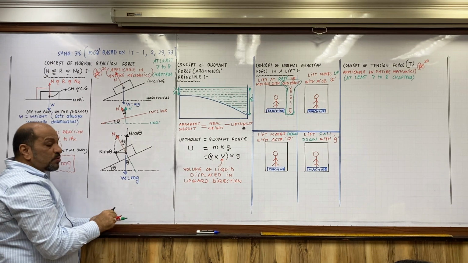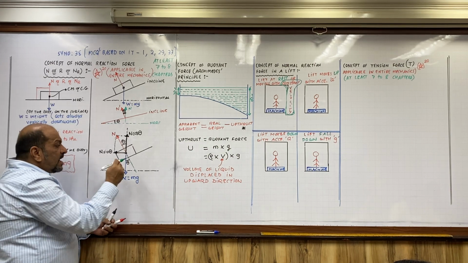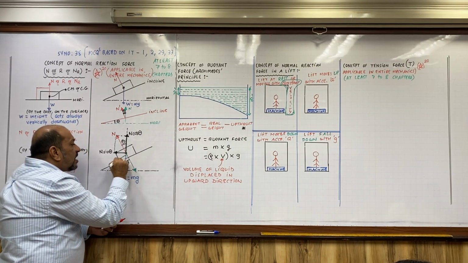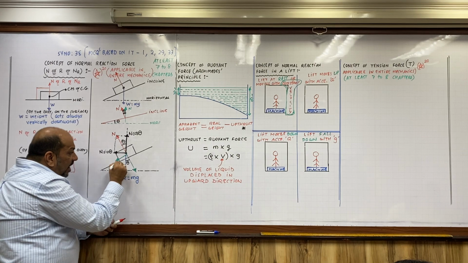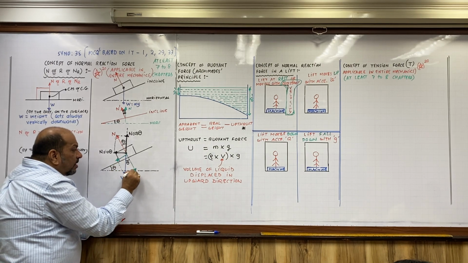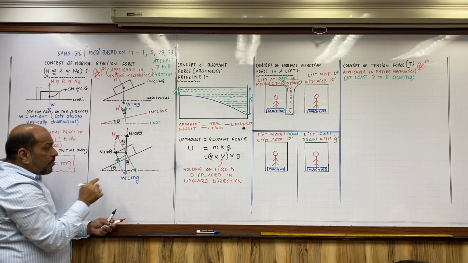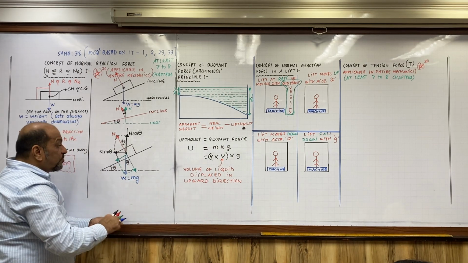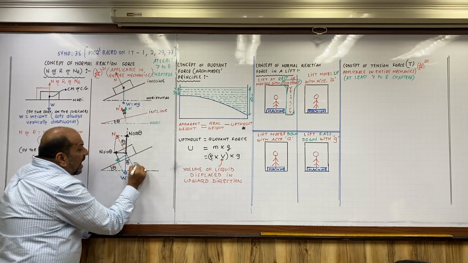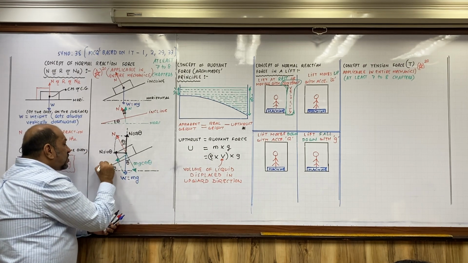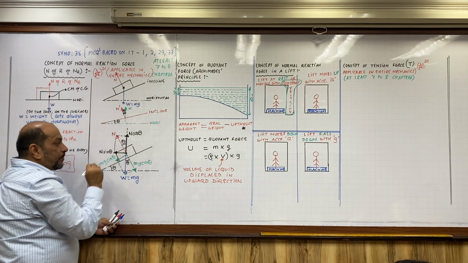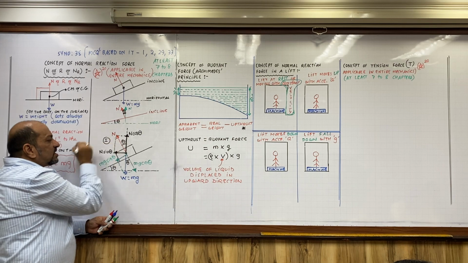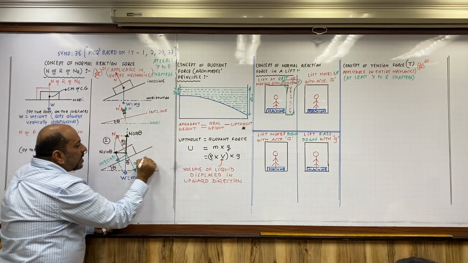Likewise, when I resolve mg, this is one vector and this is another vector. I can see another parallelogram over here. This is theta. This is mg. So this should be mg cos theta, and this should be mg sin theta. So I can see two parallelograms here. Parallelogram number 1 is this, and parallelogram number 2 is this.